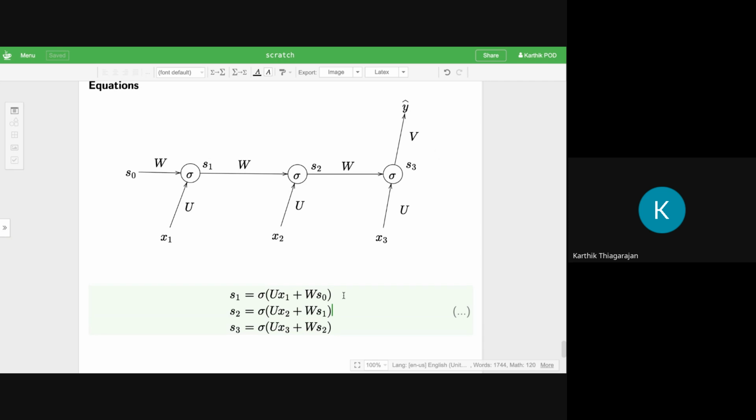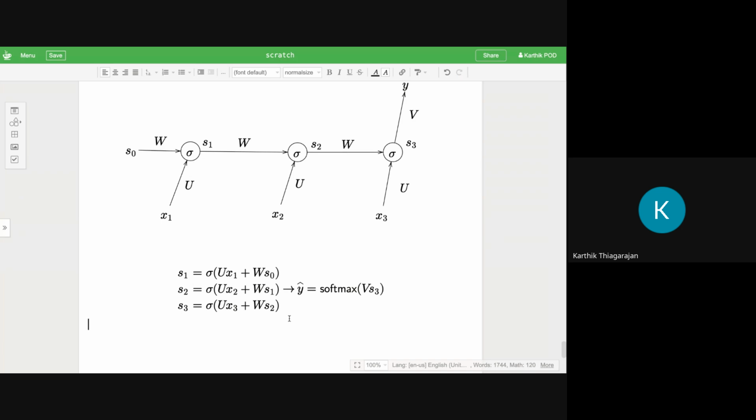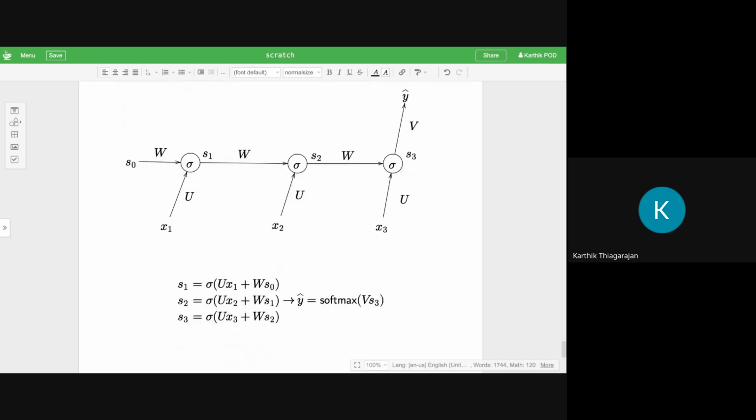So it's now time to make a decision. How do you make a decision? Once again you do a linear combination. You do V S3 plus some bias, but we are ignoring bias. This will give you a vector of length 3. What you now need to do is a softmax on top of this, and that will be your y hat. So this is for a fixed sentence of three words.